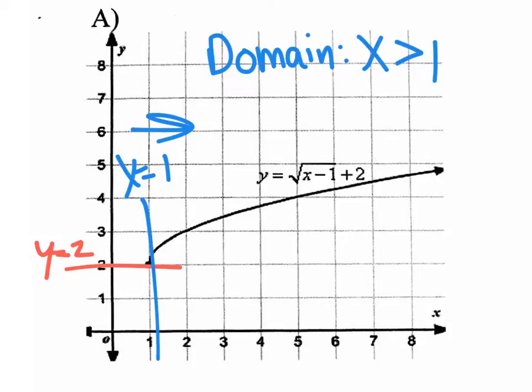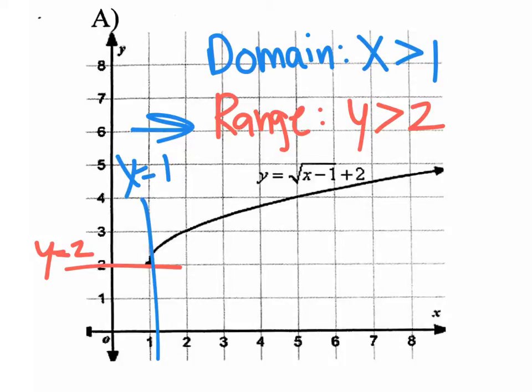Okay. How about the range values? Now, the range values are the y values. So we're going to say y is what? Now, you guys could clearly see that it starts right here and it goes, does it go down from there or does it go up from there? It goes up. So what's the range value? The y's have to be what? They have to be greater than 2.